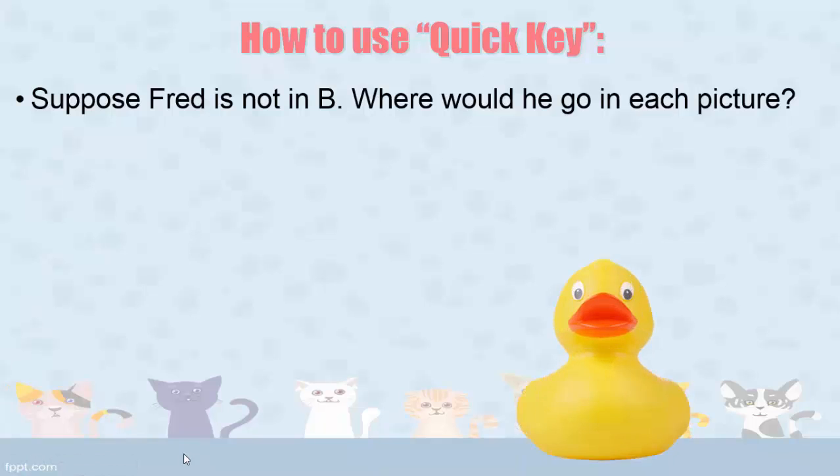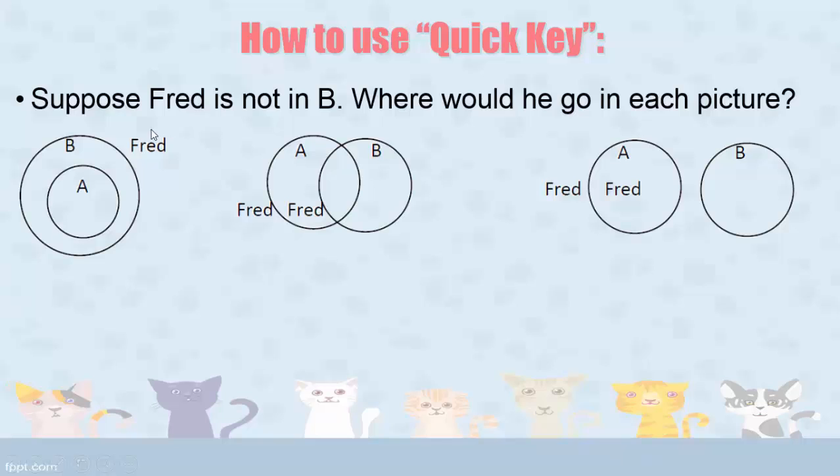Now lastly, let's suppose Fred is not in B. Where would he go in each picture? Fred is outside of B here. He's not in A, he's not in B, he's outside. Just like when we were talking about the student who didn't like fried or roasted food. So that would be a similar situation here.